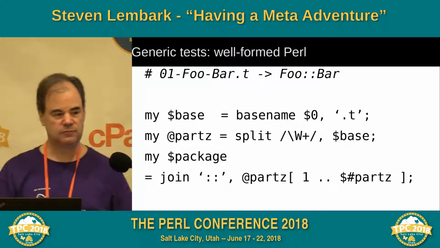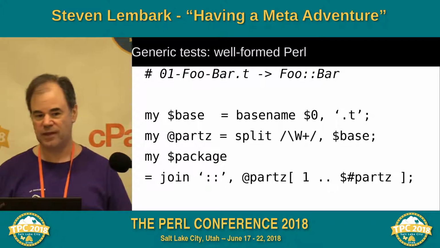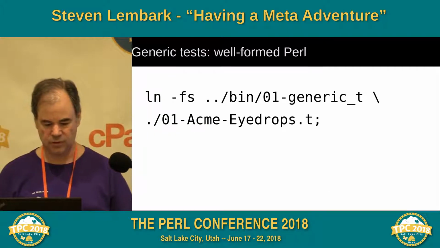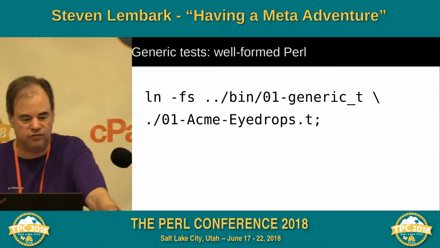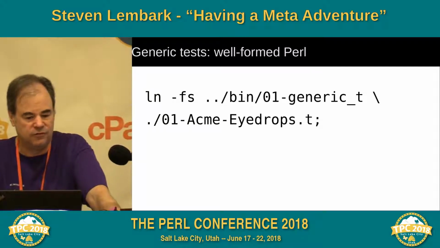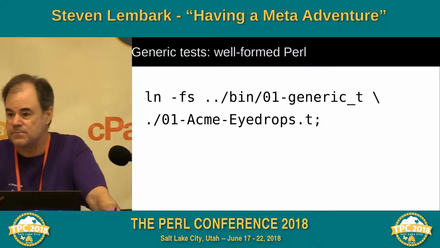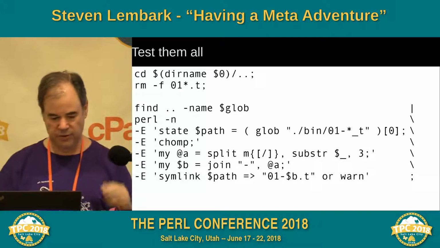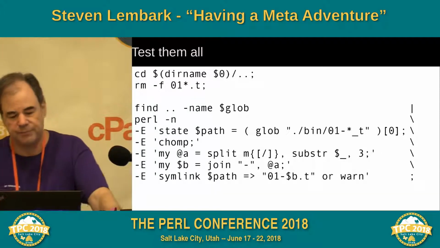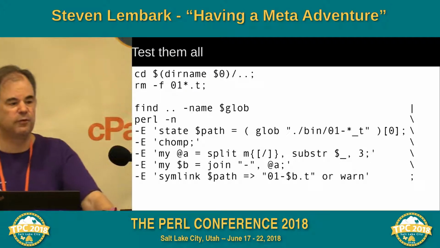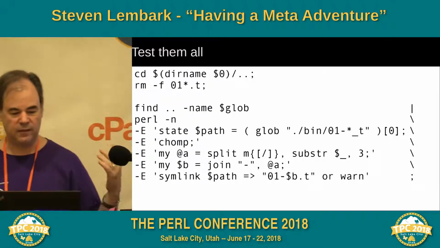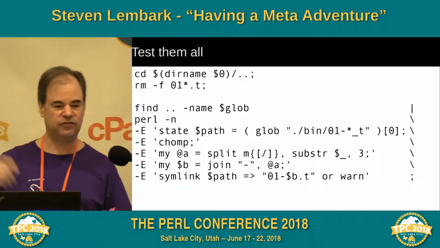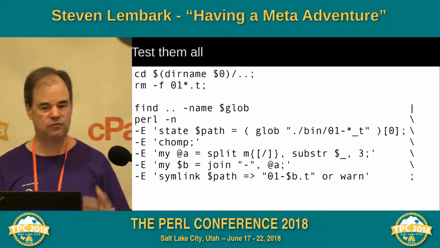Strip off the number, split a path apart on non-words, and I can actually symlink one test to test all my modules. So if I want to test Acme eyedrops, I just do a symlink for this generic test to the Acme eyedrops.t. Again, I can use the file system as metadata. Better than that, I can do something like this. There'll be a quiz at the end of this, free beer for anyone that remembers the entire script, but I can find all of my .pms and symlink all of them in one pass to a single generic test.